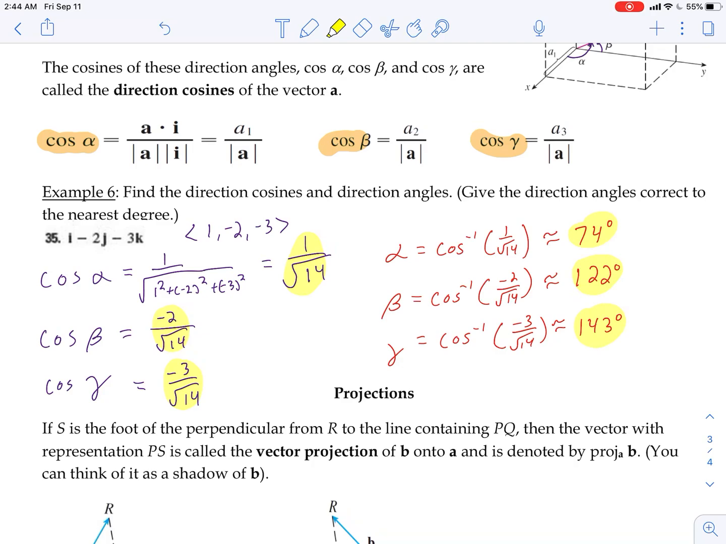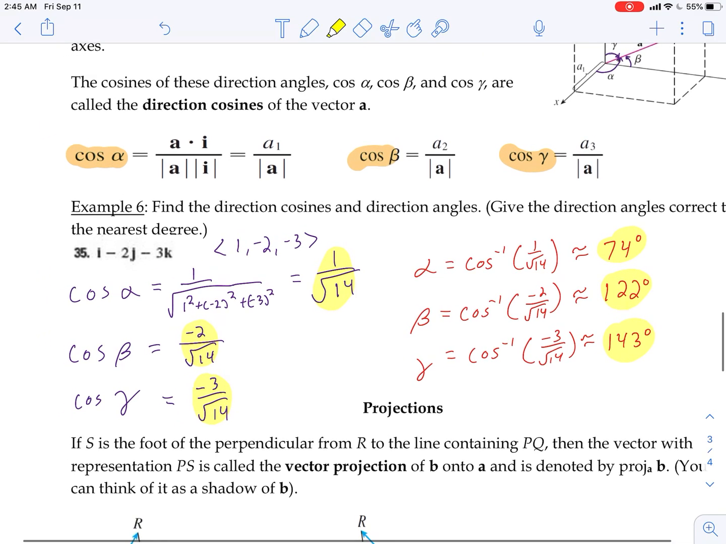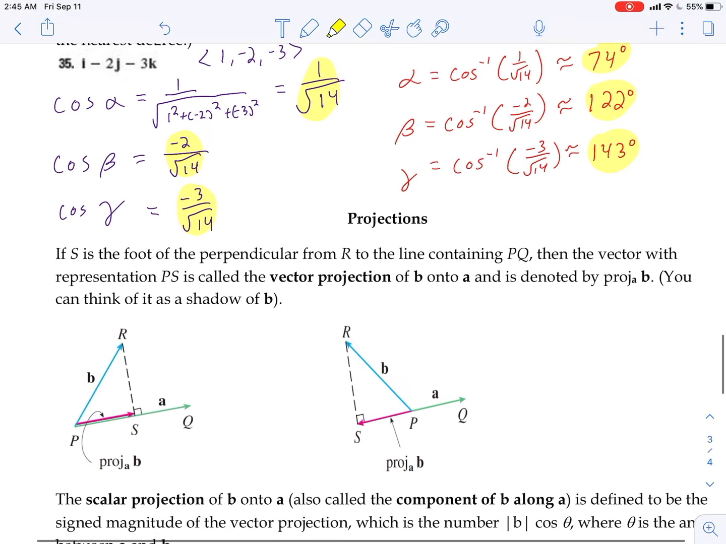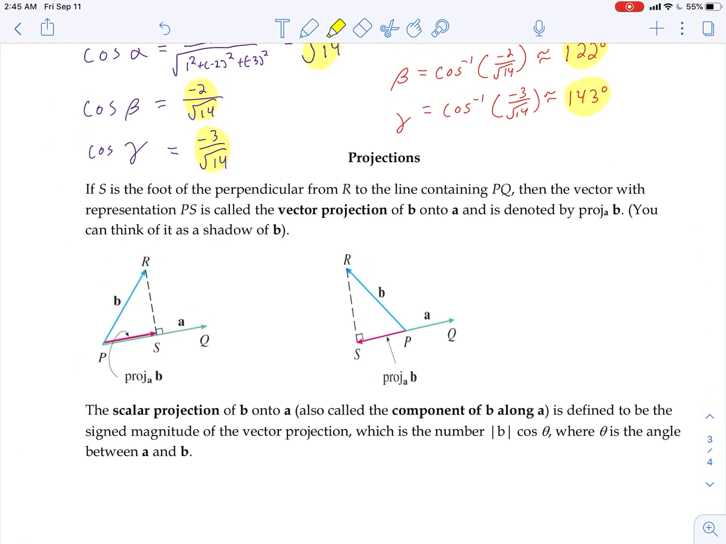And again, this is based off of right triangle trigonometry and of how to find the cosine. The same way, what we're going to do next is going to be projections. We're going to talk about a vector projection and then a scalar projection, which could also be called a component of B along A.